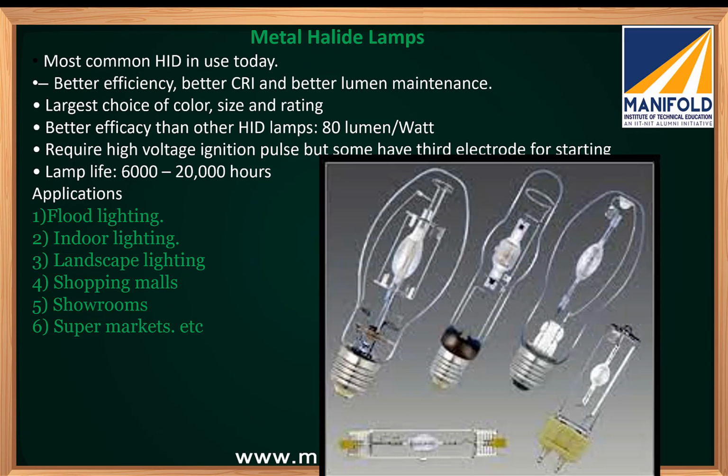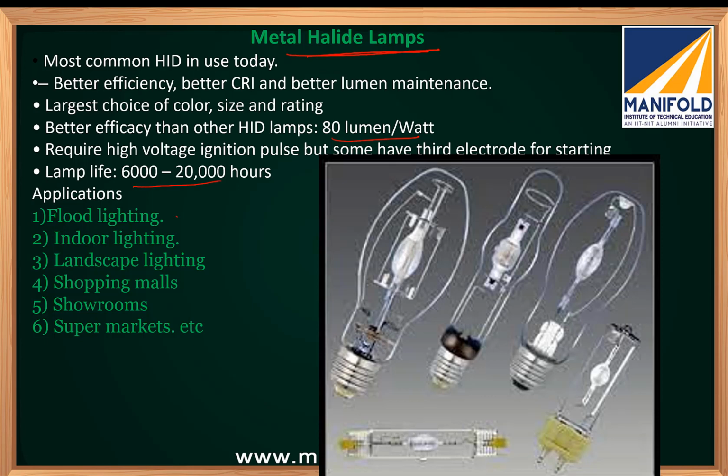Metal halide lamps. The most common high intensity discharge lamp used today is metal halide. Better efficiency, better CRI, better lumen maintenance. Largest choice of color, size and rating. Better efficiency than other HID lamps. It is 80 to 100 lumens per watt. Requires a high voltage ignition pulse, but some have a third electrode for starting. Lamp life is between 6,000 to 20,000 hours.